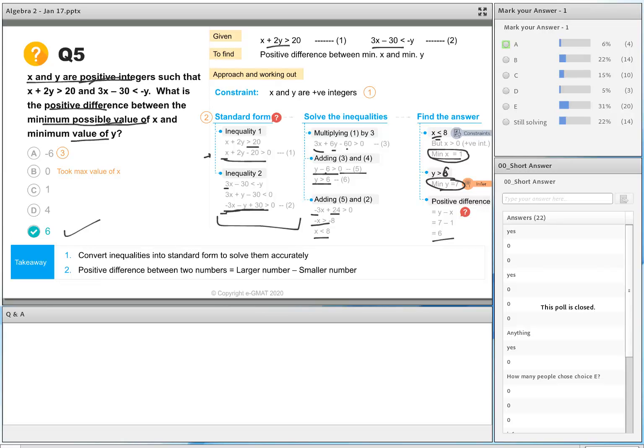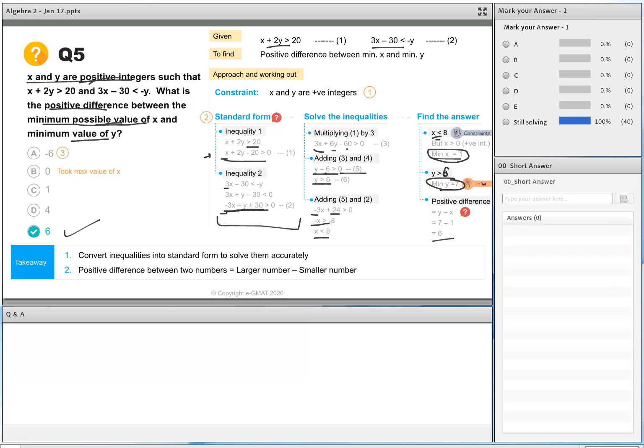All right, let me end the poll over here, clear all the answers. I'll also clear the answers from this pod, reopen the poll. We'll now move into the first DS question. So can you please mark still solving? And we'll move ahead with the first DS question for today's session.